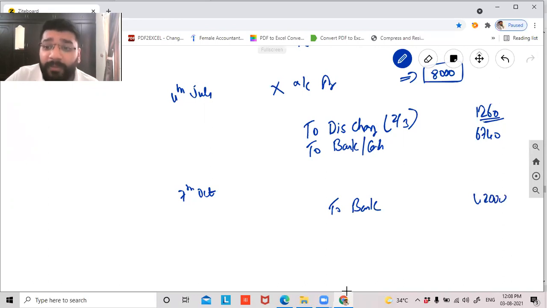42,000. From whose bank account is the money gone? Y's bank account money is gone. Tell me something, guys. Is it the responsibility of Y to pay this 42,000 rupees? Who took the responsibility to pay this 42,000 rupees initially? X. It is X's responsibility.